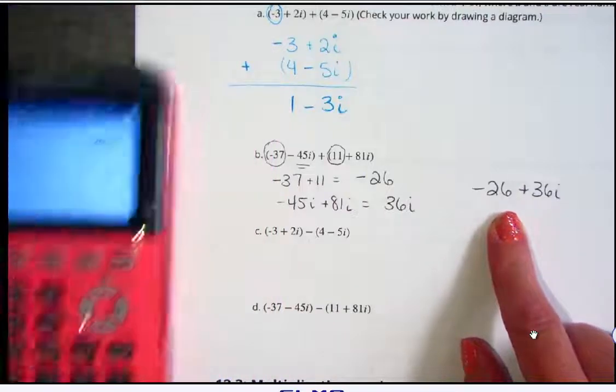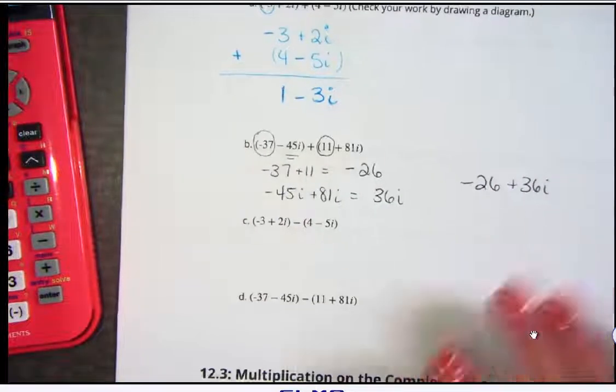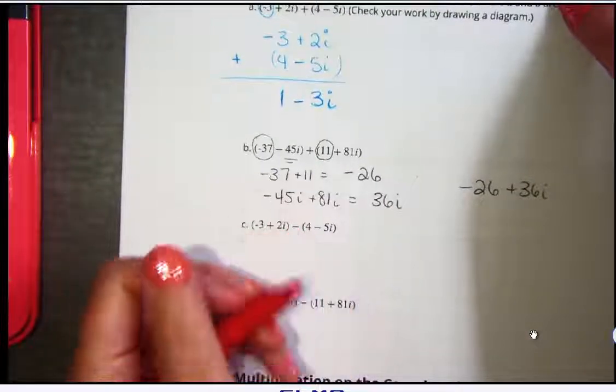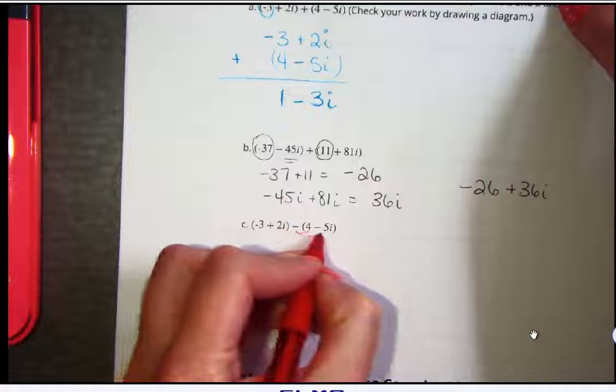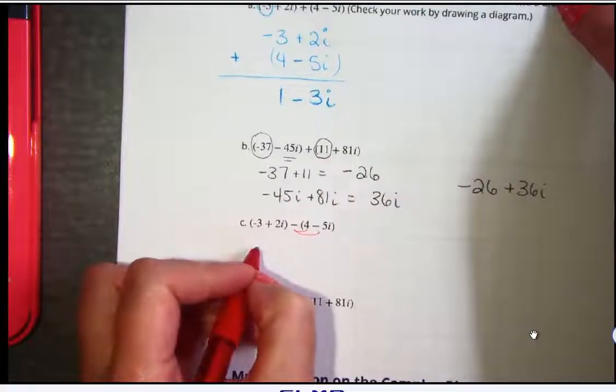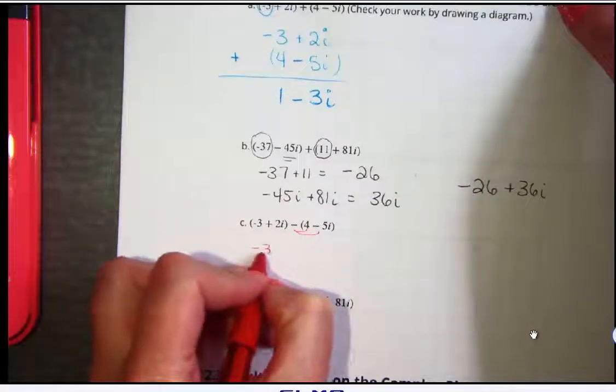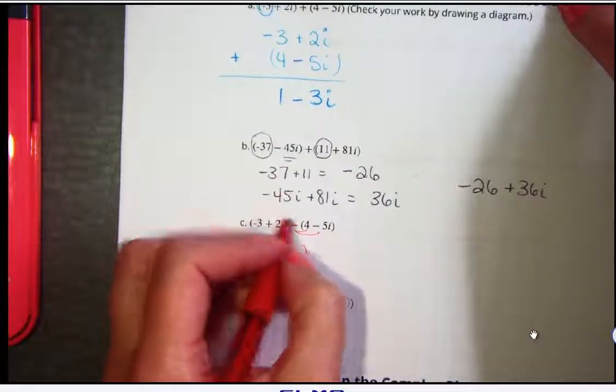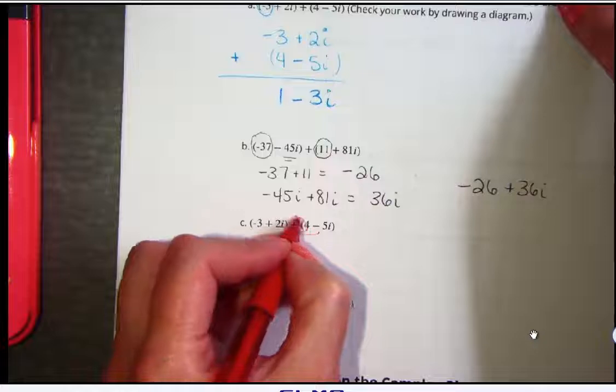Now I'm going to do everything else by hand because I'm pretty confident in my addition and subtraction abilities. But remember, subtraction applies to everything here. So you may want to do something like rewrite this like negative 3 plus 2i. And then apply that minus sign. So draw your line, change your signs.